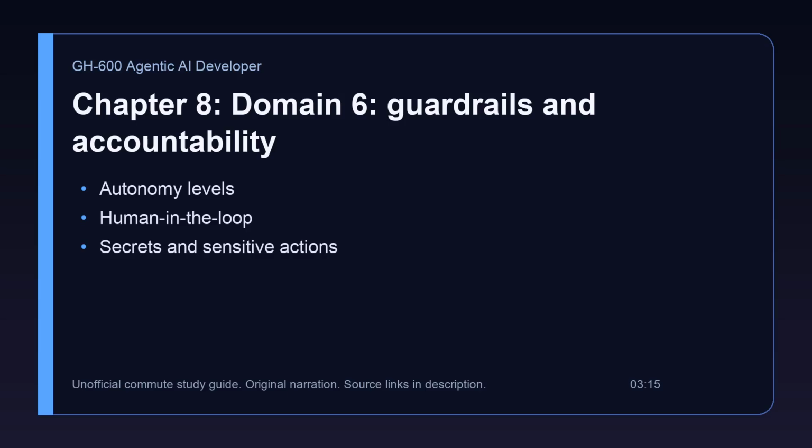The exam likes right-sized controls. Requiring human approval for every read-only search is too slow and not meaningful. Letting an agent delete production data without approval is reckless. The best answer is usually in the middle. Preserve velocity by approving only actions where approval materially reduces risk.